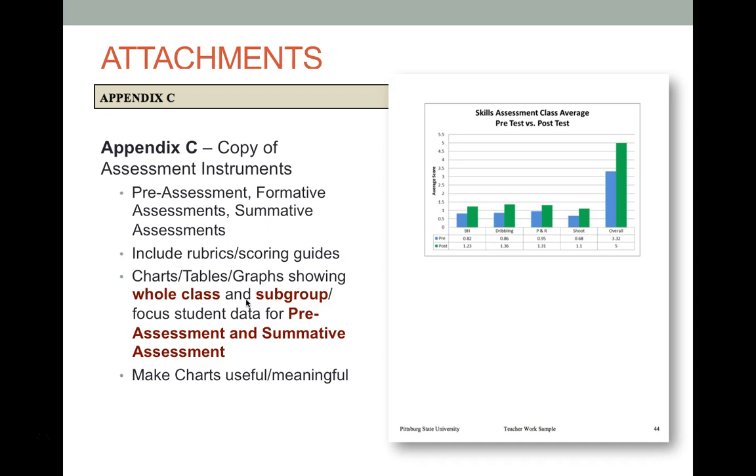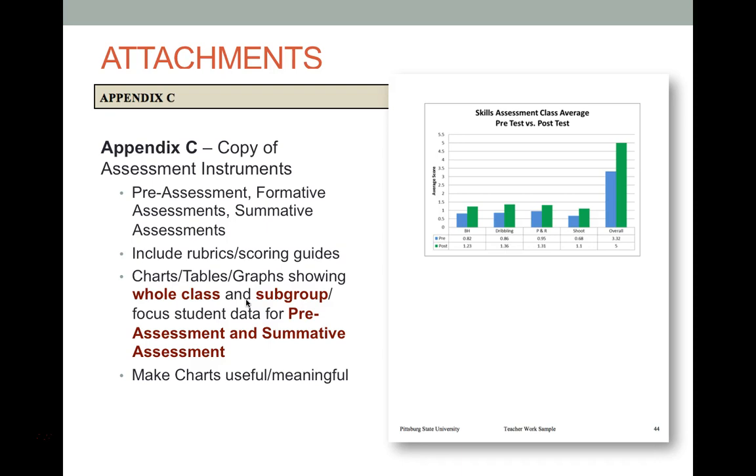In Appendix C, you will put all your instruments that you used, your pre and post test, and since they're probably going to be the same, I'd just not put both of them, just put pre and post test and show the questions you used, and then any formative assessments that you did. And finally conclude with your data analysis, usually in graph form.